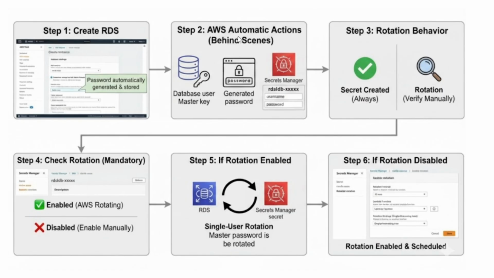So AWS performs automatic actions behind the scenes. It creates a database user master key, generates the password, and stores these two details automatically in Secrets Manager, right? So once the database is fully up and running, you can go to Secrets Manager and check whether that particular secret has been created. You can also see whether rotation is enabled. In some cases rotation will be disabled, so make sure to check whether rotation on that particular secret has been enabled or not.